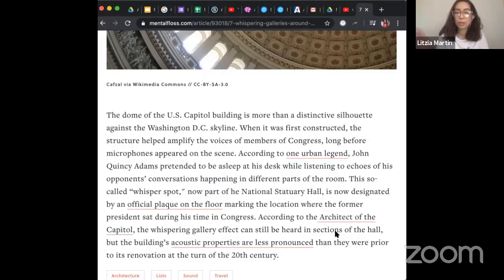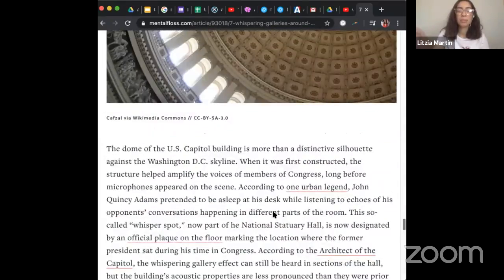In the video that we're going to watch, we're going to be with a group that is standing at the plaque, and then you're going to see someone walk away, and then you're going to hear how close it sounds. You can imagine that's what it would have been like for John Quincy Adams when he was sitting at his desk and just listening in on other people's conversations. That's kind of cool. We're going to watch the video now. It's really short, a really quick one.